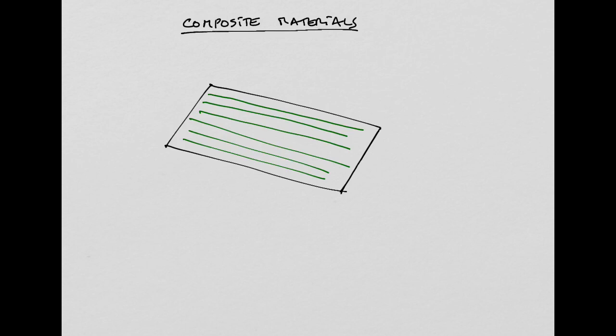One very important thing is that, for example, for this ply here, if I apply a load in the direction of the fibers, for example, if I apply a force, it behaves very well. But if I apply a load in the transverse direction to the fibers, this will be a very weak response, right? So, very strong in the direction of the fiber, very weak in the transverse direction.